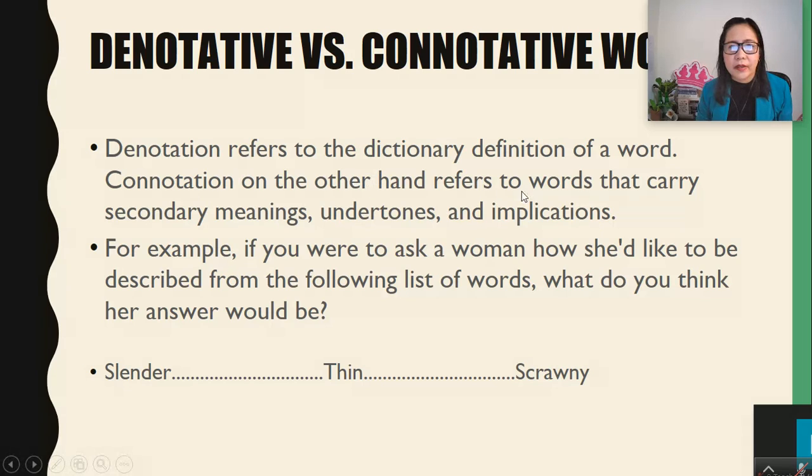So what is denotation? It's the dictionary meaning, the literal meaning of the word, but connotation has secondary meanings or extended definitions. For example, how would you like to be described if you're a woman? Would you like to be called slender, thin, or scrawny? This one shows the positive connotation, this one is the neutral one, and this one's the negative connotation. So, of course, we want to be called slender.